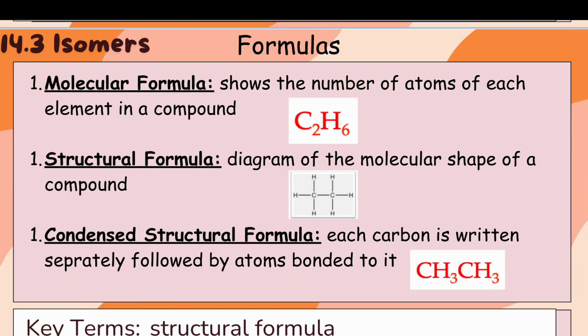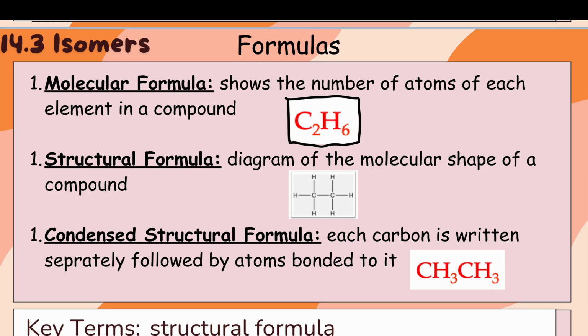Okay, in this video, we are going to be talking about what isomers are. So this is section 14.3 in the organic chemistry unit. This is just an overview of different kinds of chemical formulas. The first one you should already be familiar with is called the molecular formula. This is just showing the number of atoms of each element in the compound. So something like C2H6.